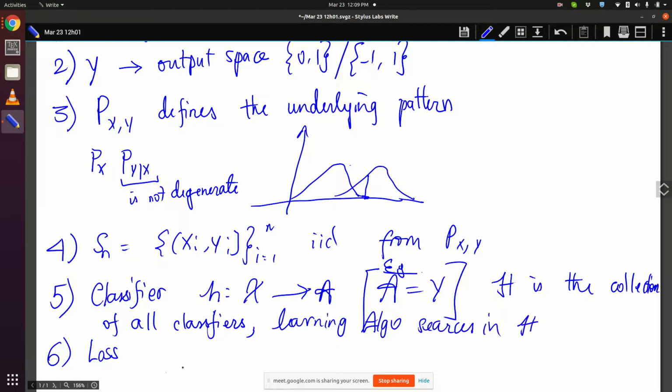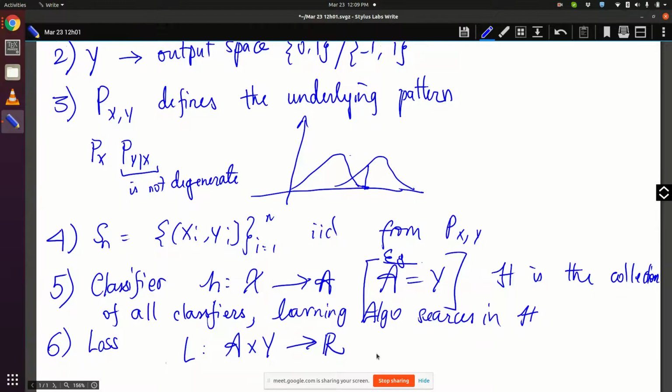Okay, so now we are going to talk about loss. Loss measures how good the classifier did on a particular point. So what does the loss say? Loss is a function from the action you took and the actual label to the resulting loss, right? So this is what a loss is.